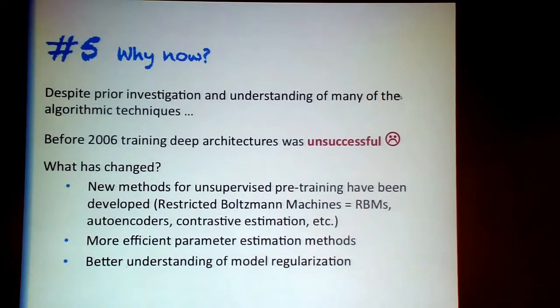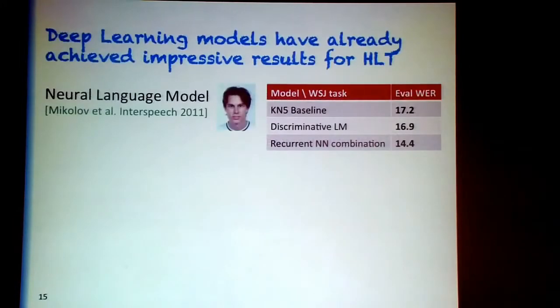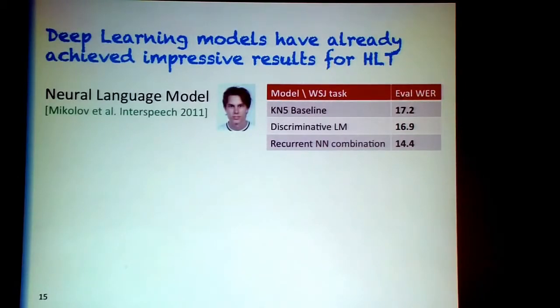There have been other developments as well, some of them paralleling general advances in machine learning. The fact that we have a better understanding of how to do model regularization and have come up with more efficient parameter estimation methods have already helped. Because of these developments, there have already been some very successful results in using deep learning models in human language technology applications. I'll just show you a couple right now, and then you'll see a bunch more as we proceed through the tutorial. One very impressive example is in the area of building language models, a simple area, but nevertheless core to so many of our natural language processing techniques.